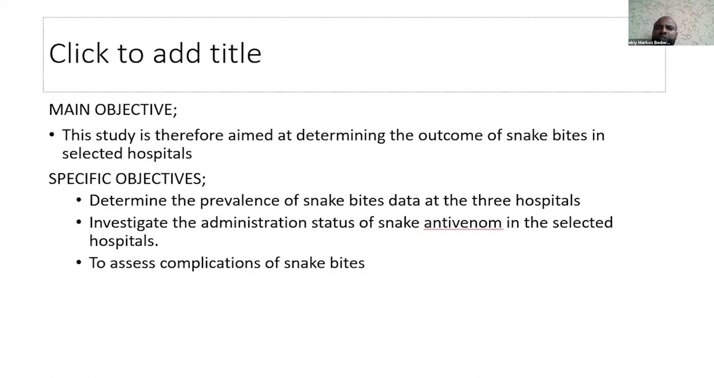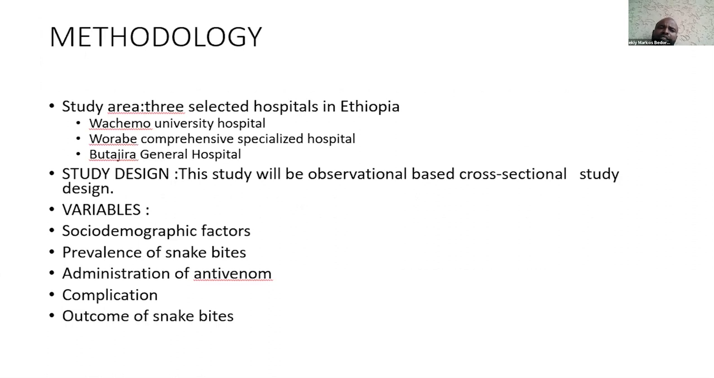And the main objective was to determine the outcome of snake bites in three selected hospitals: Werribee Comprehensive Specialized Hospital, Butajira General Hospital, and Wachamo University Hospital. And the specific objectives are to determine the prevalence of snake bites in these hospitals, to investigate the administration status of antivenom, whether administered early or not at all, and to assess complications of snake bites like any systemic involvement. And the study area was the three hospitals mentioned above: Wachamo, Werribee, and Butajira.